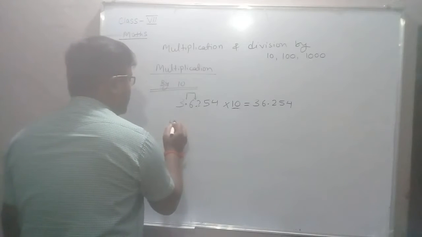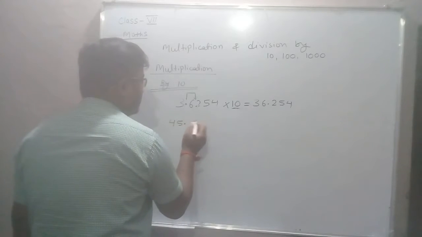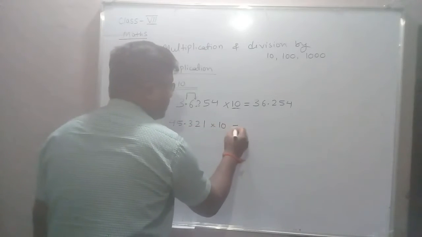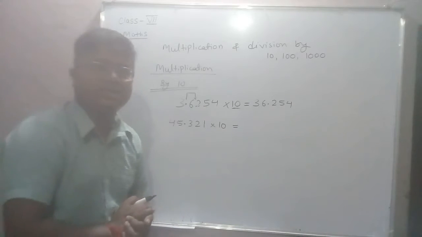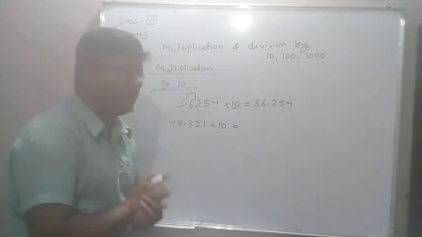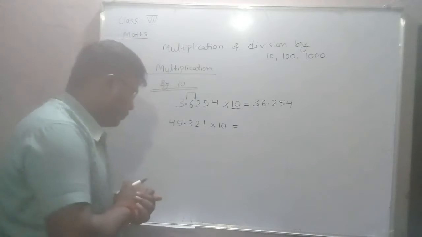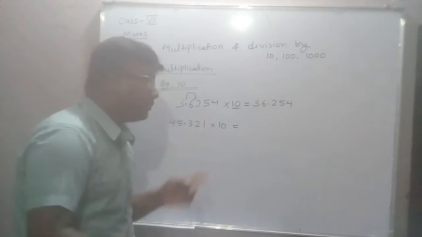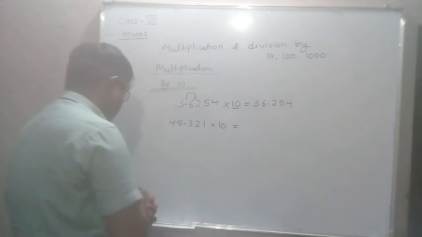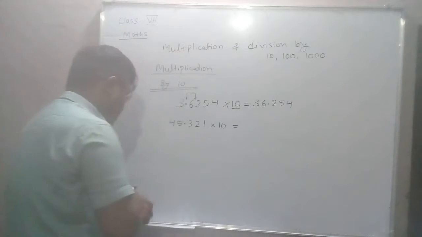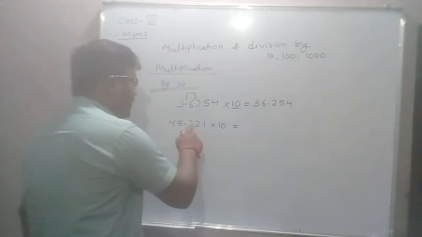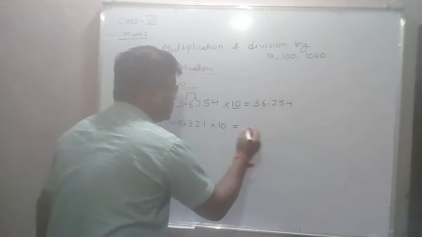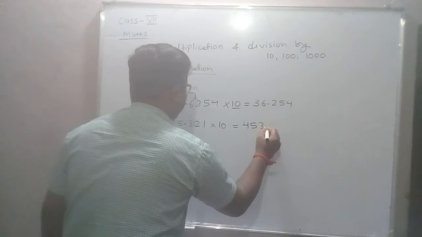Similarly, next, suppose 45.321 into 10. We need to shift the decimal towards right one place only, because while multiplying with 10 we have to move the decimal towards right only one place, one digit. So move the decimal point one place to the right, and you will get 453.21.